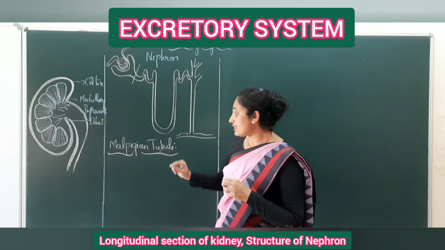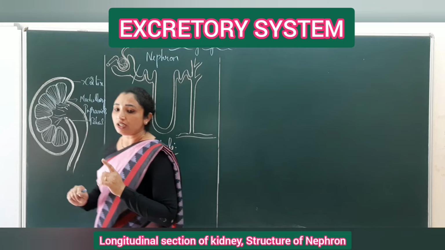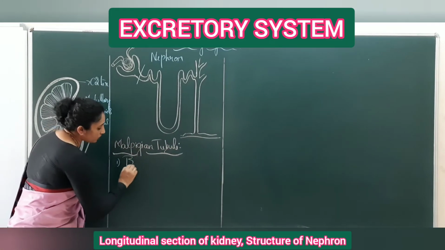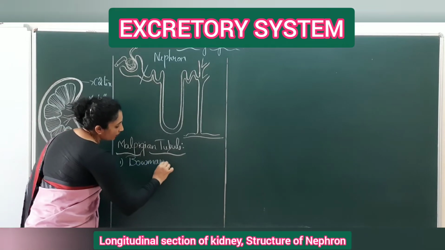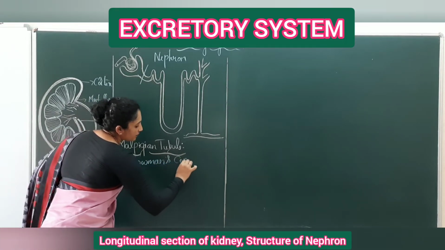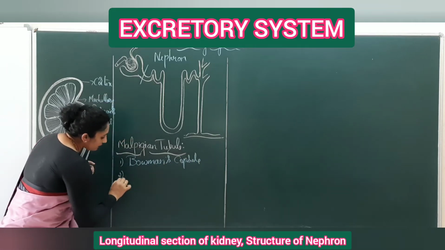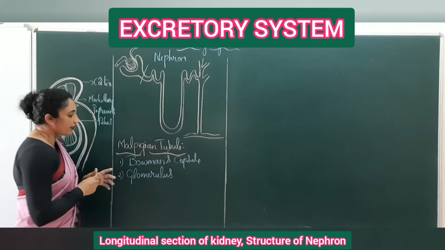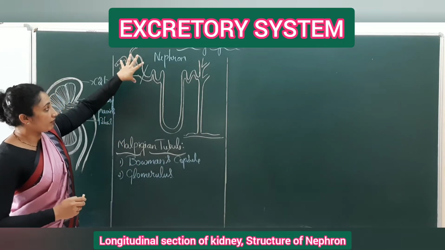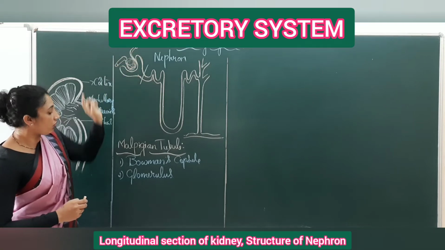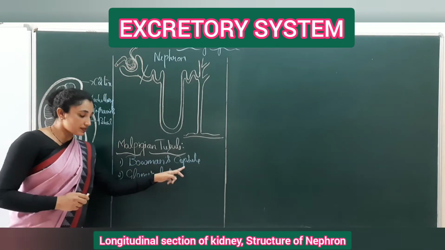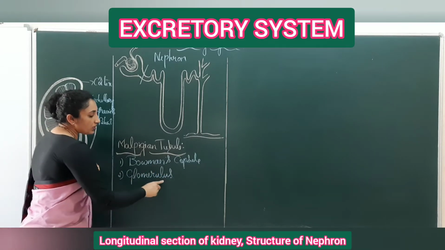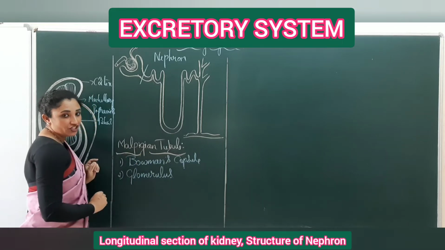Now let us see what is Malpighian tubule. Before that, you have to know two important words: Bowman's capsule and glomerulus. I repeat, the starting initial part of the nephron consists of Bowman's capsule and glomerulus. This Bowman's capsule and glomerulus together are known as Malpighian tubule.